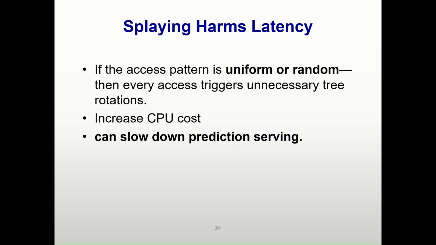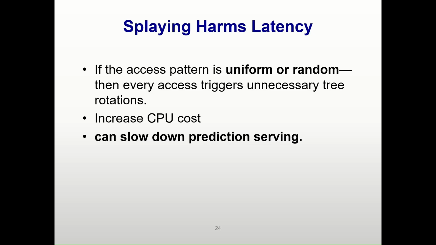When does splaying harm latency? Splaying is not ideal if the access pattern is uniform or random, meaning models are accessed unpredictably. Then every access triggers unnecessary tree rotations. These rotations increase CPU cost and can slow down prediction serving instead of helping it. So, splay trees work best when there's temporal locality, when certain models are reused frequently within short intervals.